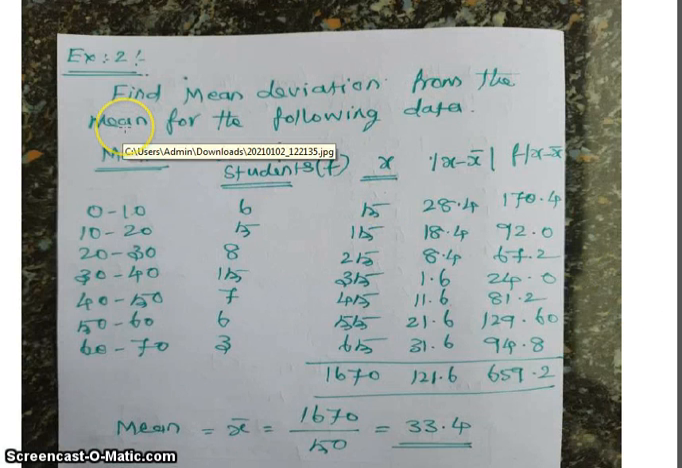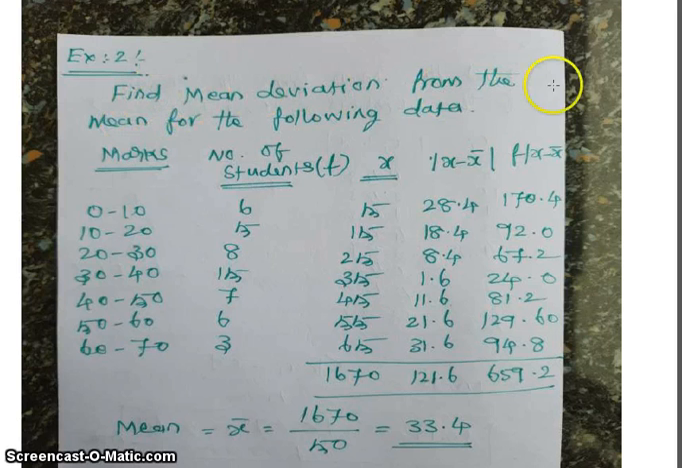Next we will see another example, for continuous data. Find the mean deviation from the mean for the following data. Marks, class intervals are given, and the number of students, that is the frequency, is given. In continuous data, class intervals are given, so you have to take the mid value of the class as the x value. That we have previously discussed. Here 5, 15, 25, 35, 45, 55. So x values, f values.